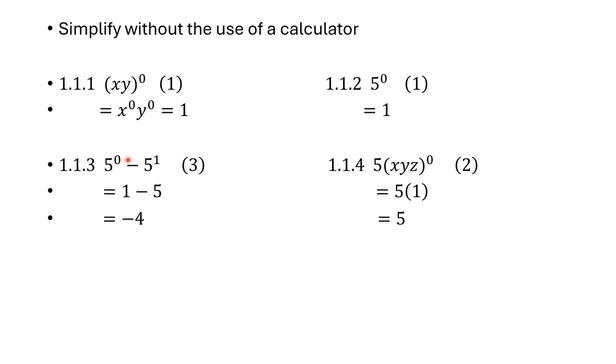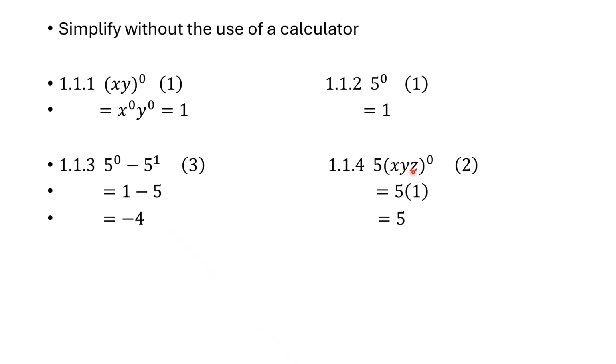1.1.3, 5 to the power 0 minus 5 to the power 1. Anything raised to the power 0 becomes 1. Minus 5 to the power 1 simply stays 5. And 1 minus 5 then gives me negative 4. So 1 mark there for understanding it's 1 minus 5 and another mark for negative 4.